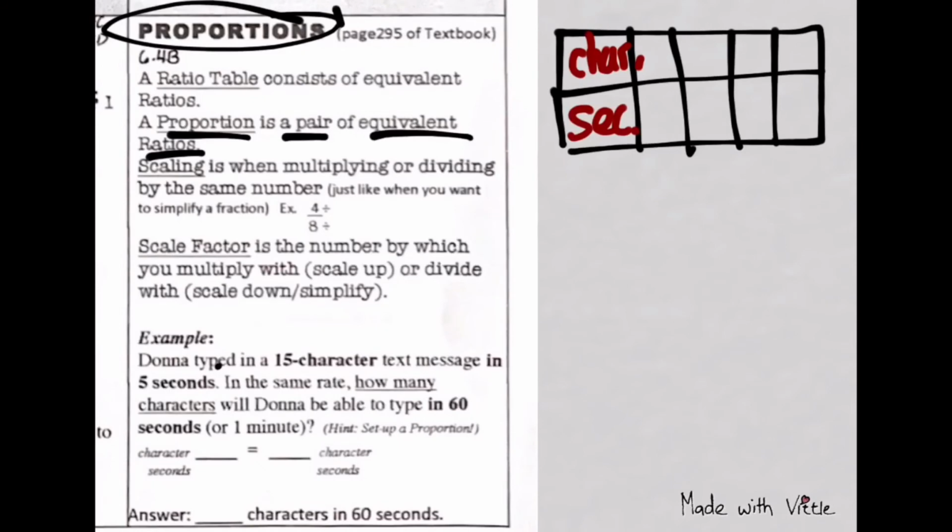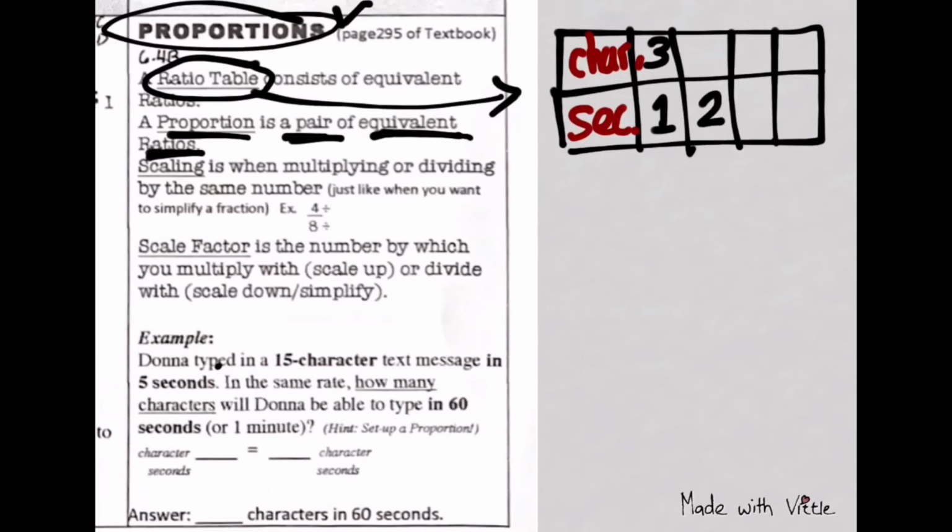Now let's move on to proportions. A proportion is just a pair of two equivalent ratios, okay? And then we can have a table full of ratios that are equivalent to each other as well, okay? Just like the table that you see on the right side. Remember how much Donna can type in 1 second? It was 3 characters. So let's go ahead and fill this out.